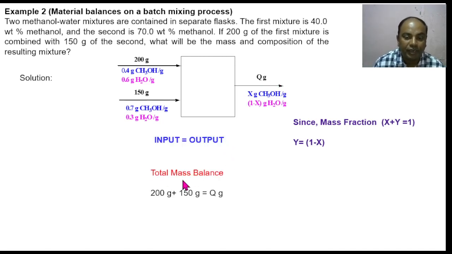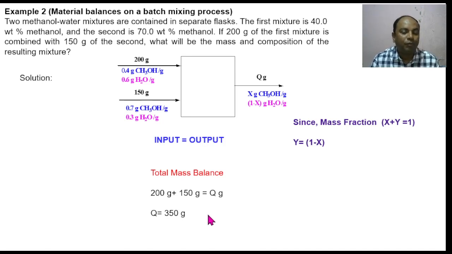So here we will first make the material balance on the entire process. We calculate the total mass balance first, because we know on the left hand side the amount that is entering the system, which gets combined and finally results in a mixture. On the left hand side, the input side, there is 200 gram of the first mixture from one flask and 150 gram of another mixture, but we don't know how much the resulting mixture is. So the resulting mixture Q comes out to be 350 gram.